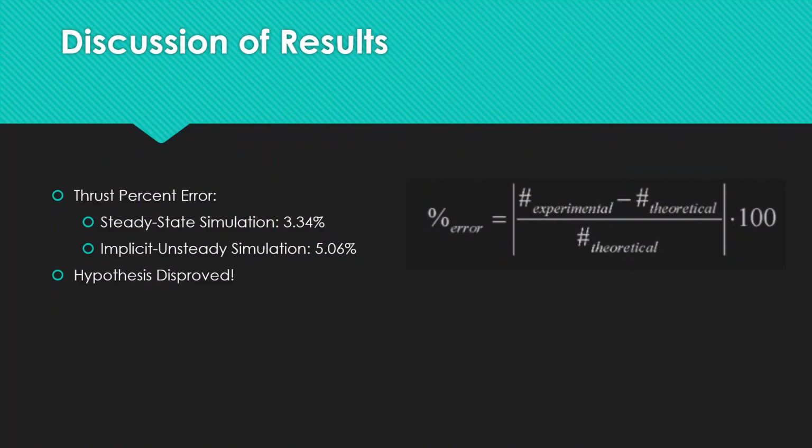Looking at the above results, the percent error can be calculated from the percent error equation shown to the right. For the steady state simulation, the percent error was calculated as 3.34%. This error is impressive given the assumptions made for the simulation to reduce computing power needed. Surprisingly, the percent error for the implicit-unsteady simulation was calculated as 5.06%, which is a higher error than the steady-state simulation. This disproves the hypothesis.